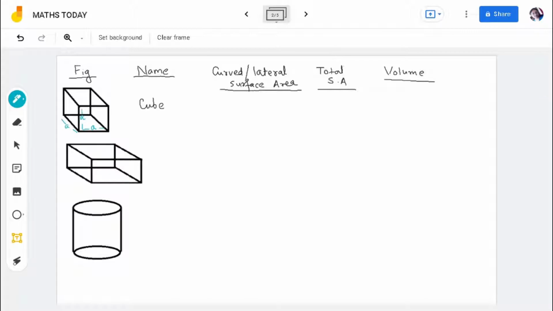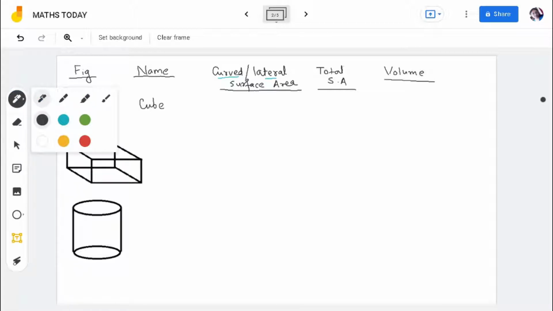Okay. So what is the meaning of curved surface or lateral surface area? By the name itself, we can understand that curved surface means the surface which is covering all around it except the top and the bottom. So for finding out the curved or the lateral surface area, we have to add the areas of all the 4 faces around it. As you can see, there are 4 squares all around its lateral surface.